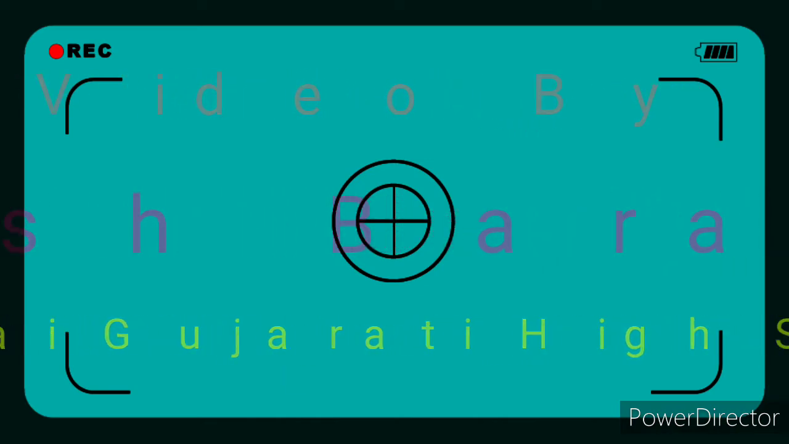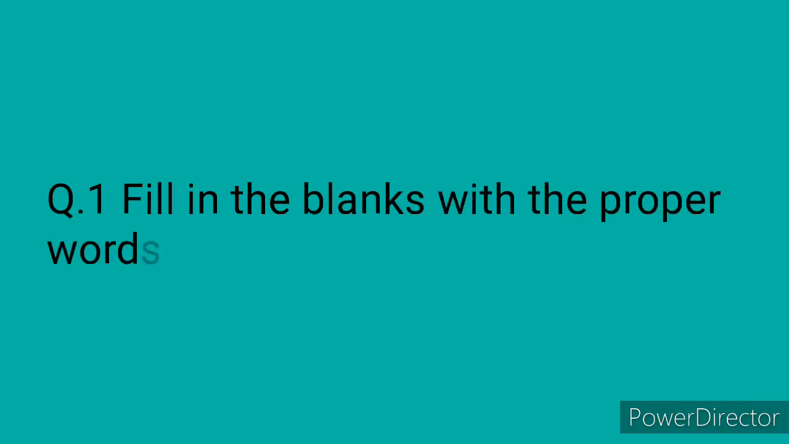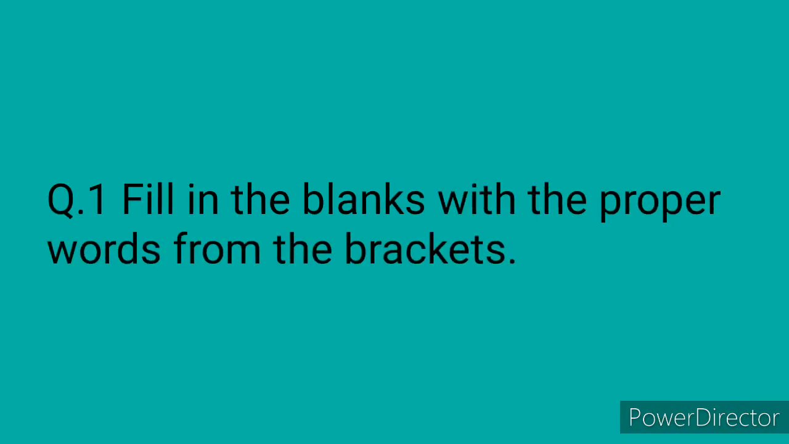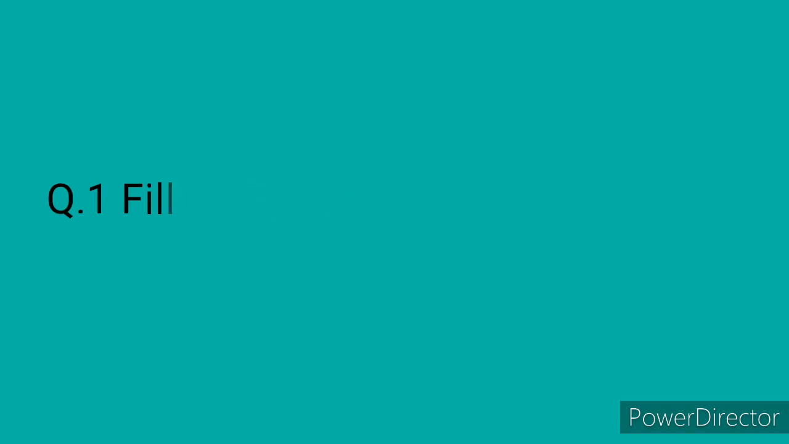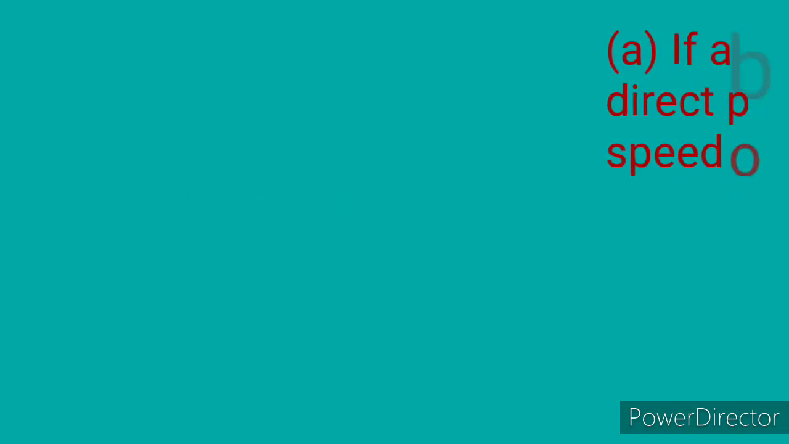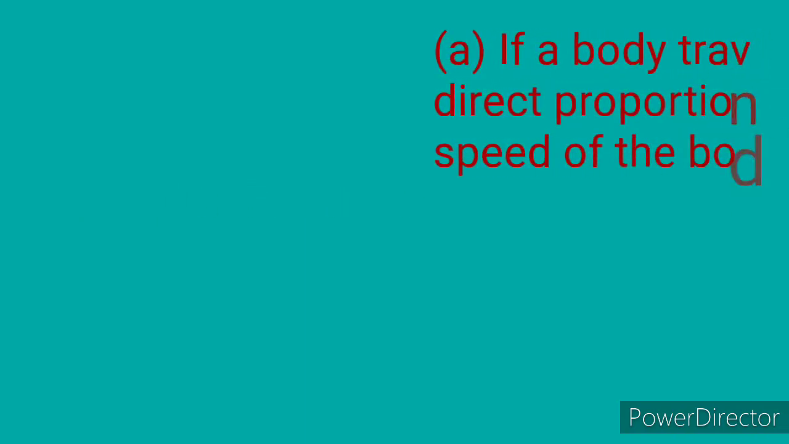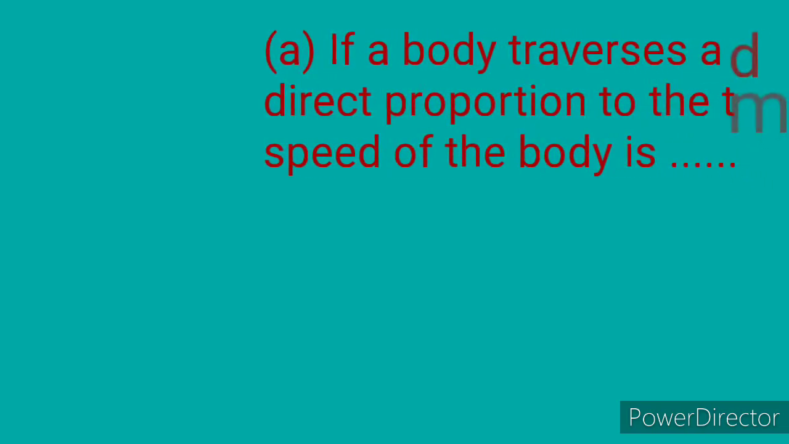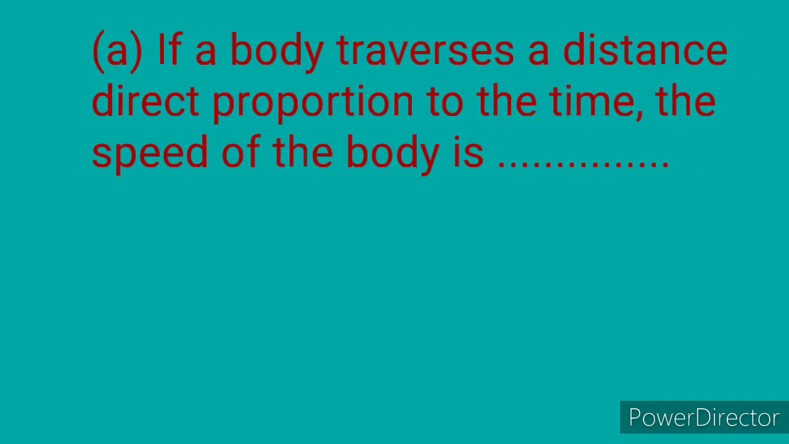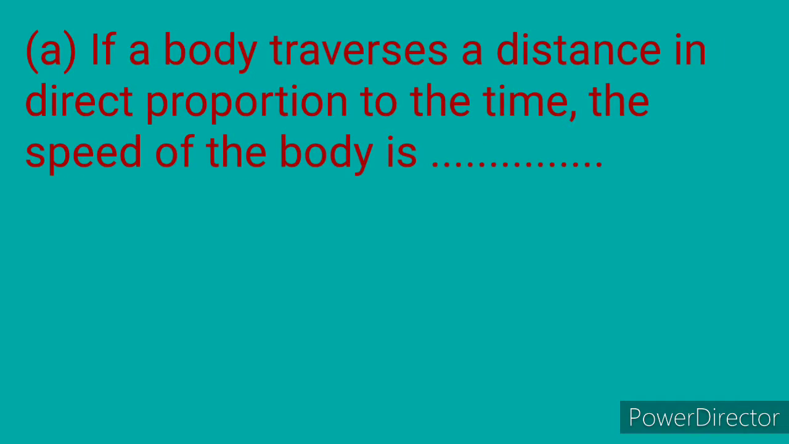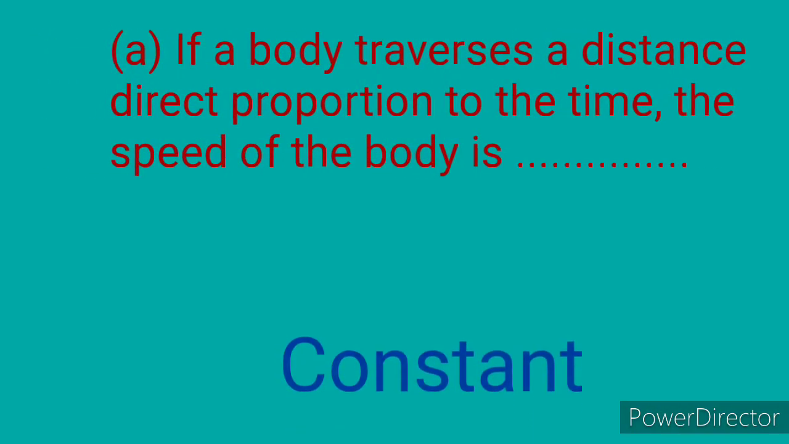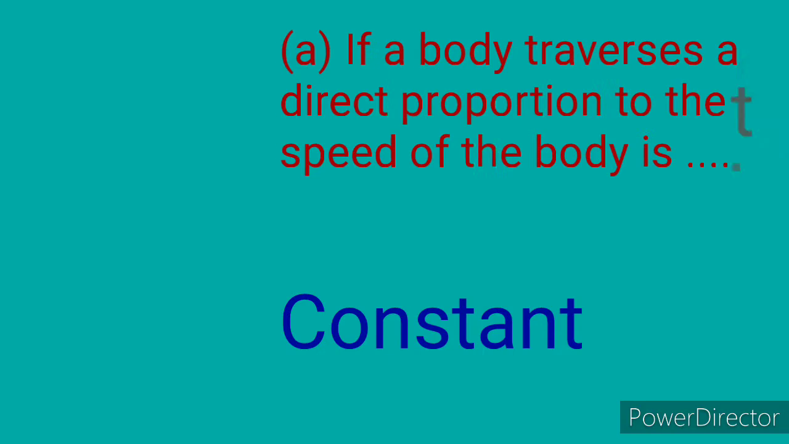So let's start. The first question is: fill in the blanks with the proper words from the bracket. The first blank is: if a body traverses a distance in direct proportion to the time, the speed of the body is. So if the body moves according to the time, if time increases then distance also increases, then the speed of the body is constant.